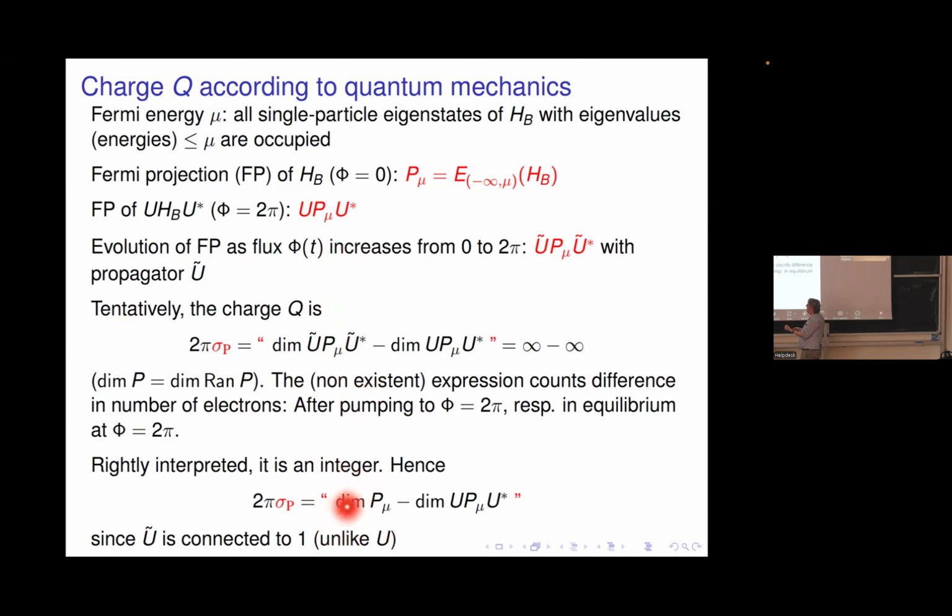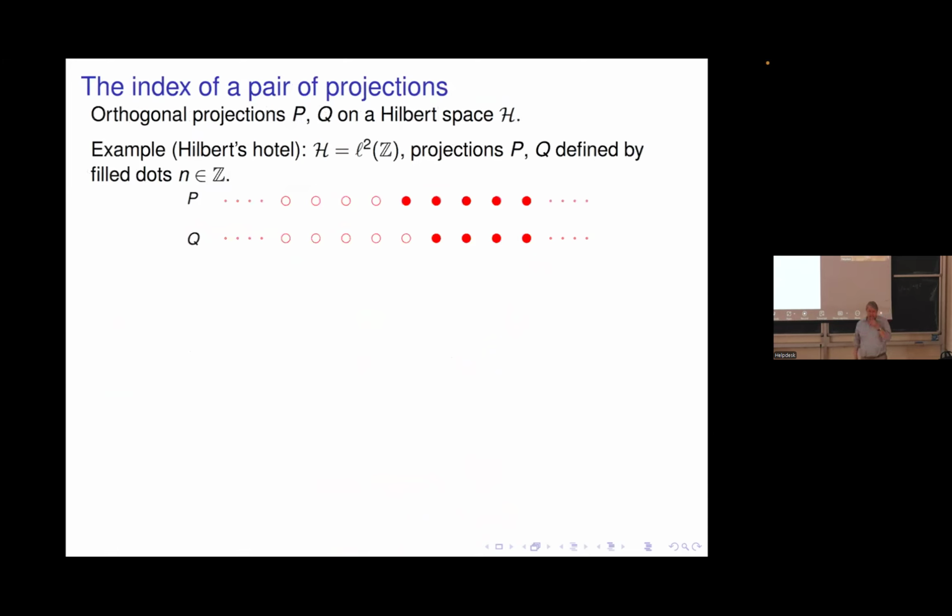So we can write the dimension of the original Fermi projection. And what we have to subtract is, as just before, that of the Fermi projection once the flux 2 pi is in place. And the right notion there comes from the index of a pair of projections. Something that was already looked at by Graf, and by other people on both sides. And the prototype for this idea is the Hilbert hotel. So Hilbert, you know the story of the Hilbert hotel, everybody knows. If not, okay.